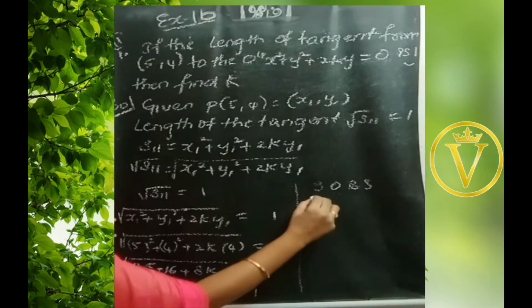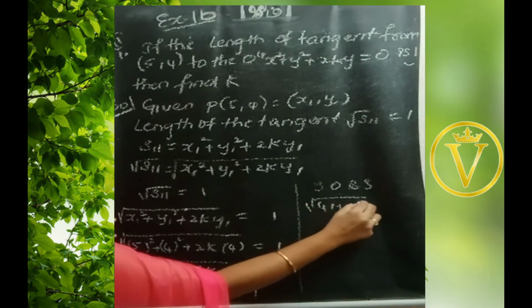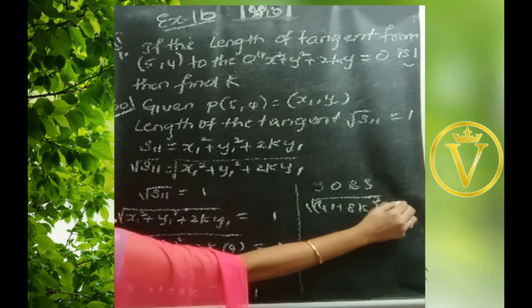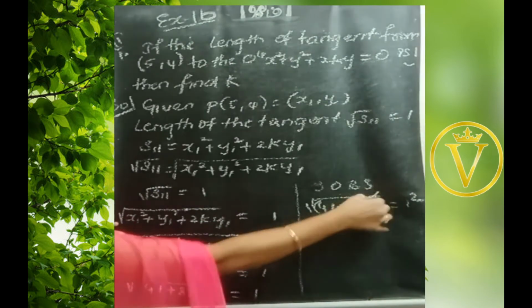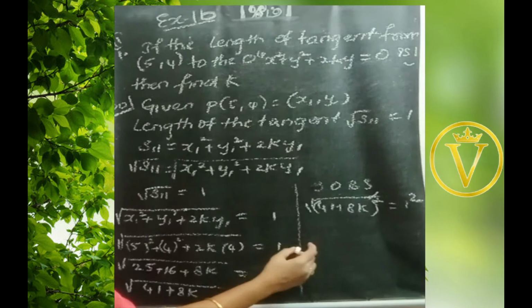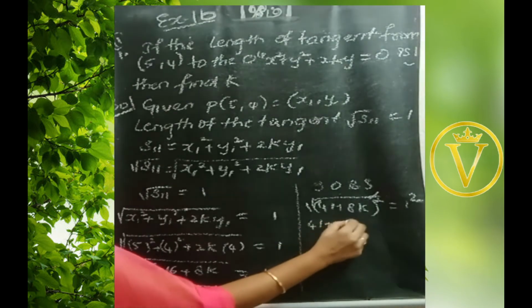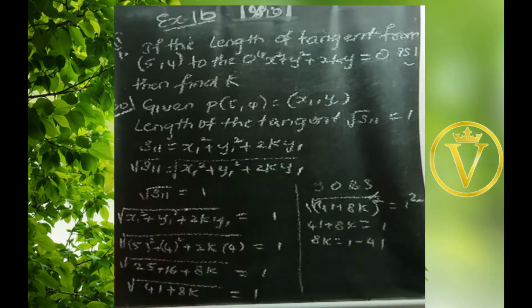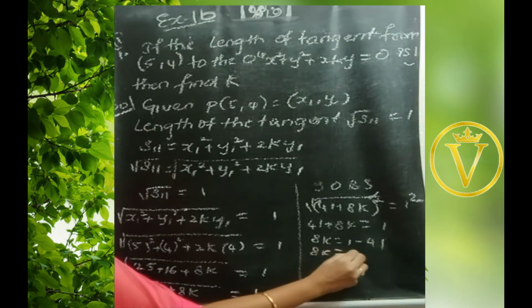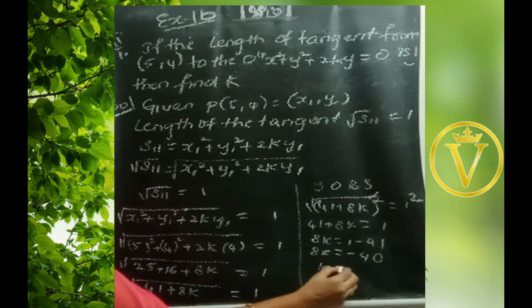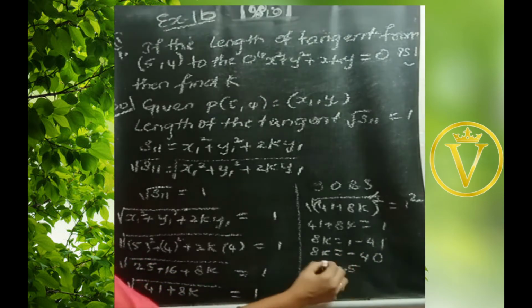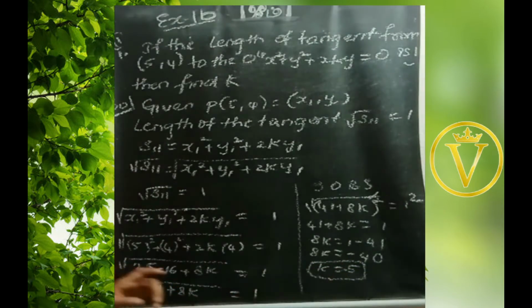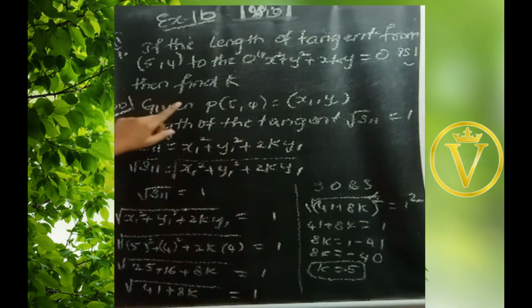Now we get 41 plus 8k whole square equals 1 square. So root and square will get cancelled, and 1 square will become 1. So 41 plus 8k equals 1. So 8k equals 1 minus 41. Then 8k equals minus 40. k equals minus 5. So this is the k value. They have asked you to find k. Very simple. Next we will go for another problem.